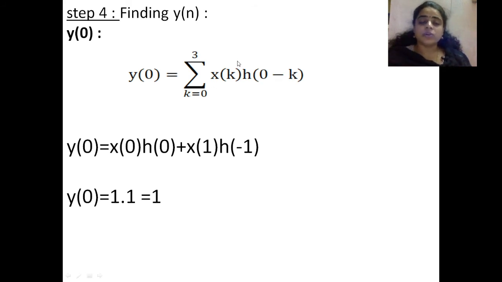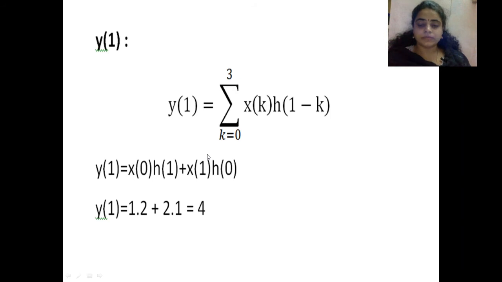See, x of 2 doesn't exist. We have only two samples, x of 0 and x of 1. So the only valid sample here is x of 0 and h of 0. H of minus 1 doesn't exist, so this term doesn't exist. Simply we will strike it off.